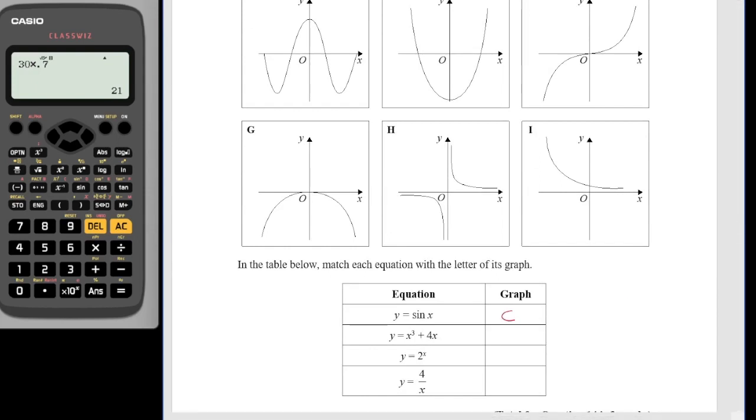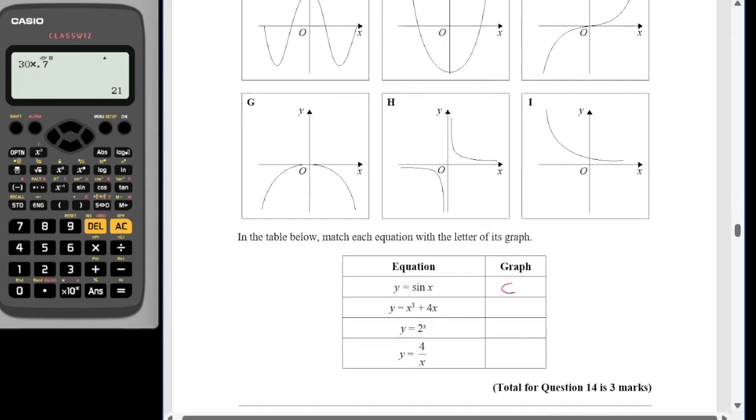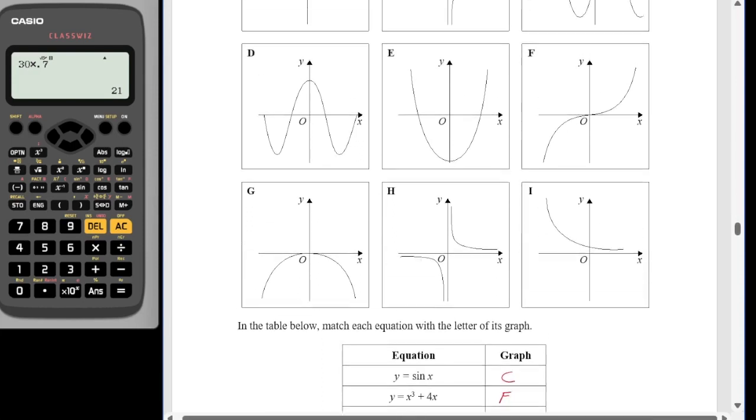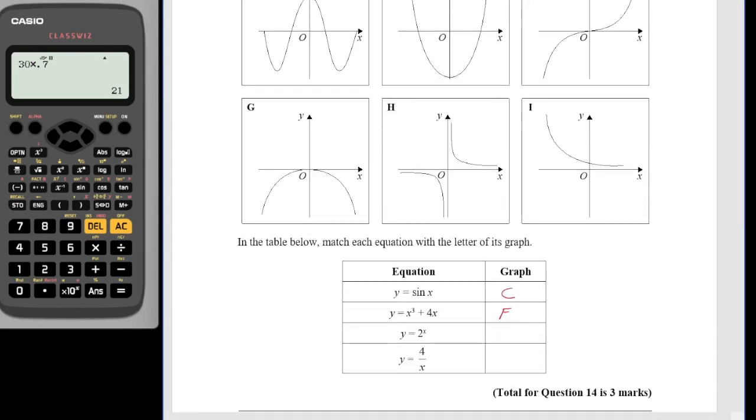One of them was a cubic graph. I said that Y was the cubic graph. Did I? No. I said that F was the cubic graph. The exponential graph I said was positive exponential graph. I said was graph A, and then the positive reciprocal graph I said was graph H.